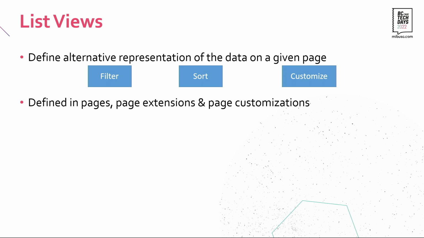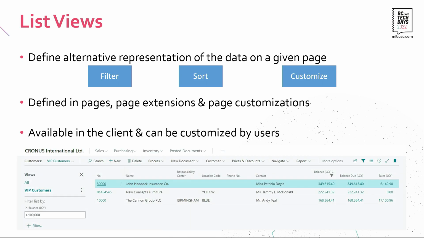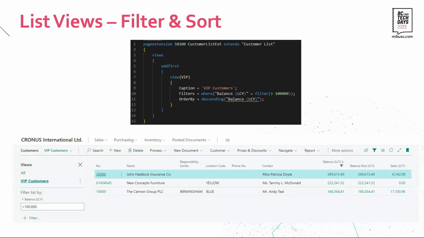So you can have them directly from your pages, but you can also decide to extend the base application, for instance, and define your custom views. Those views are available in the client and can then be customized further by users. You can access them directly from this dropdown, or you can also change view in this section from the filter pane. Users have the ability to modify the filters, create their own views, create a copy of your existing view, and customize it further.